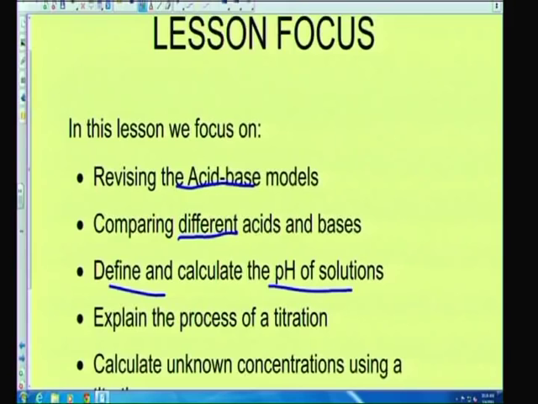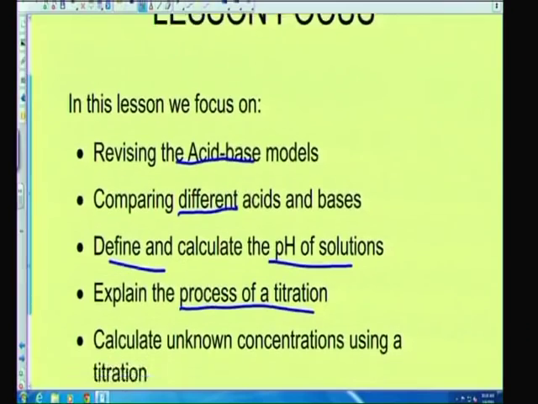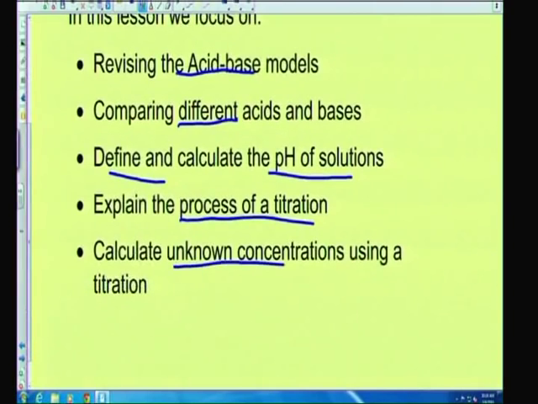We'll also explain the process of a titration. This is an analytical technique that is used by chemists to calculate unknown concentrations of different substances. And for that, we're going to need to be able to do some calculations, which is exactly what that is, the last point of that.